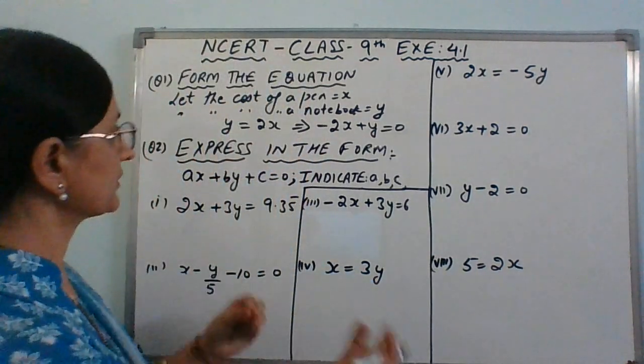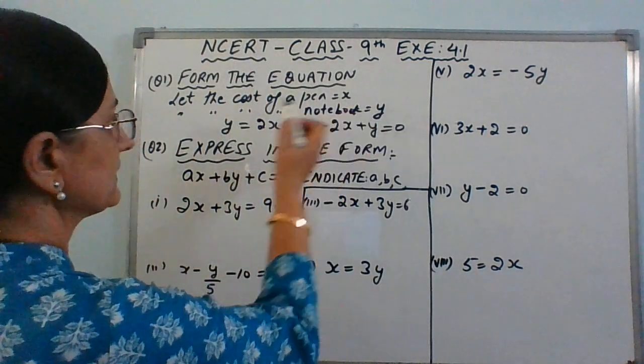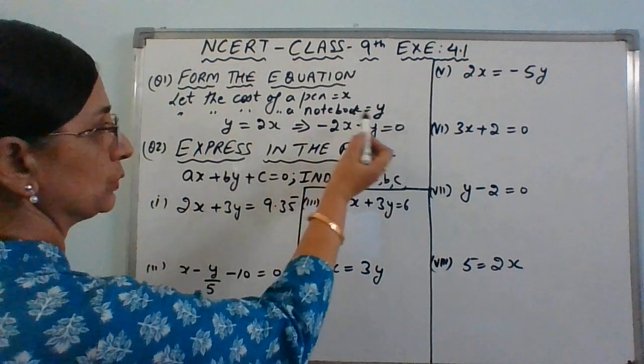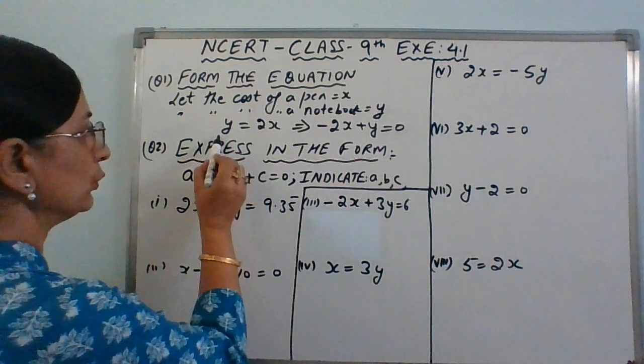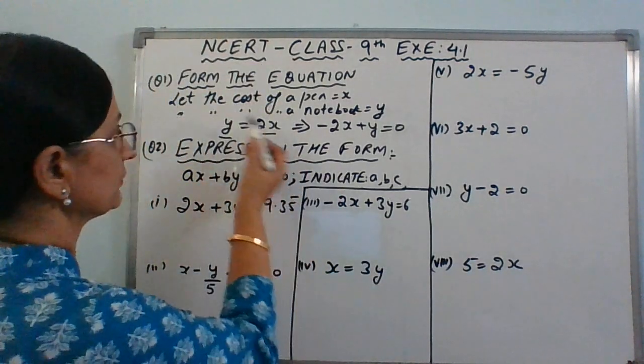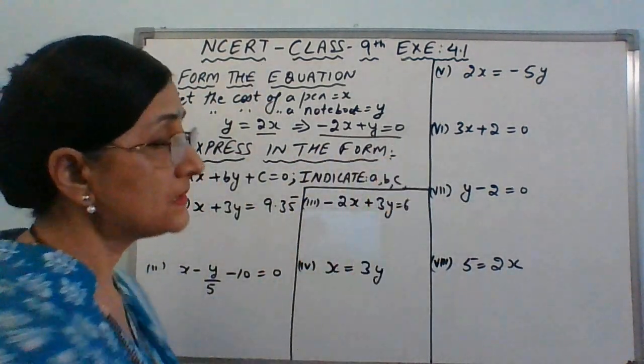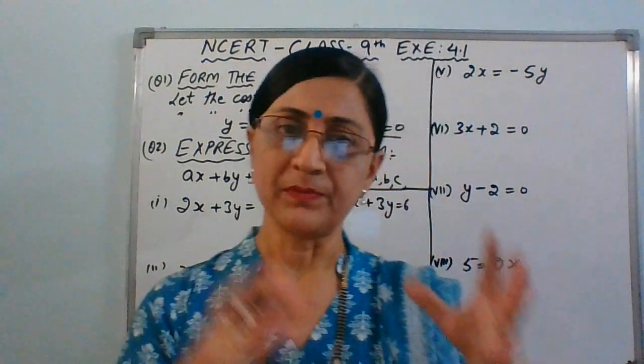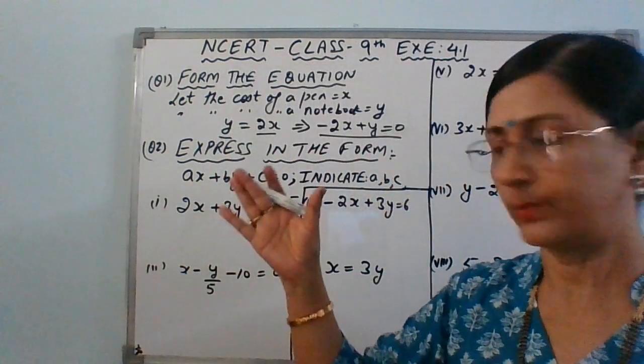What you have to do? First you have to mention, let the cost of the pen is one variable, that is x, cost of notebook y hai, and the cost of notebook is double the cost of pen. Double means you just multiply by 2. Then bring this to the left side, write in the standard form, you will get the equation. So from the statement you can form an equation, right?